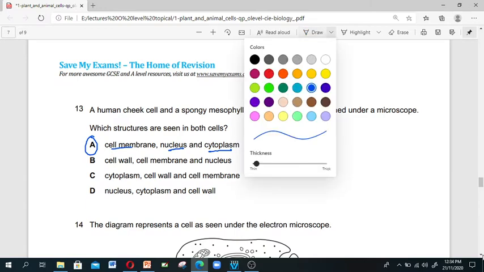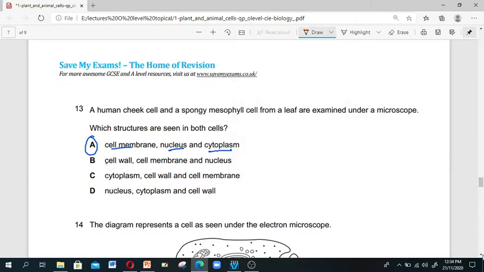Let's check the other options also. Because of cell wall, option B is wrong. Cytoplasm, cell wall, cell membrane: due to cell wall, option C is also wrong. D is also a wrong option. So B, C and D are wrong. Only option A is right, because cell membrane, nucleus and cytoplasm can be observed under a microscope in both types of cell: in the human cheek cell, which is a type of animal cell, and the spongy mesophyll cell, which is a type of plant cell.